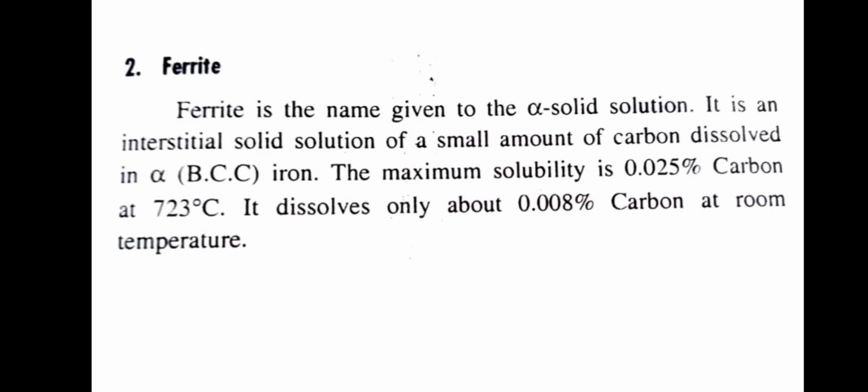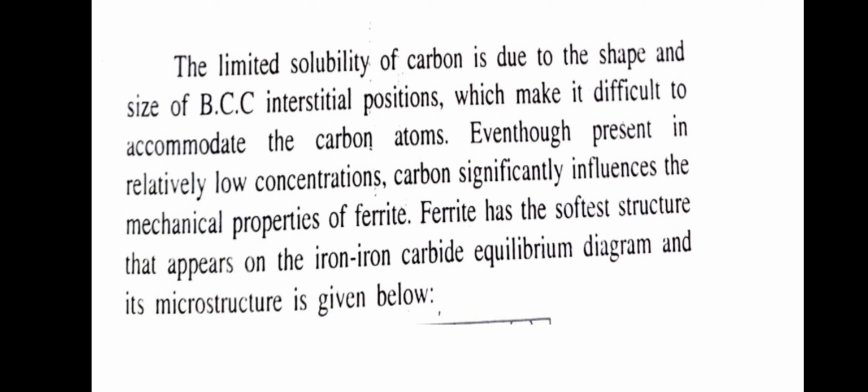Then ferrite. It is the name given to the alpha solid solution. It is an interstitial solid solution with a BCC crystal structure. We know that the alpha solid solution has a BCC crystal structure. Maximum solubility is 0.025% at 723 degrees Celsius. At room temperature, it is much lesser, 0.008%. The limited solubility is due to the shape of the BCC structure, because in the BCC structure the interstitial positions are very few, so it is very difficult to accommodate the carbon atoms.